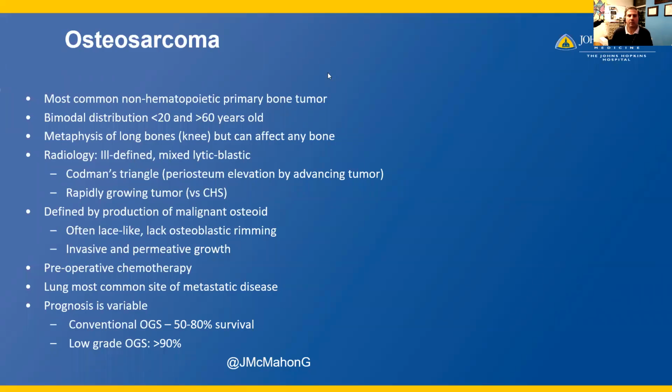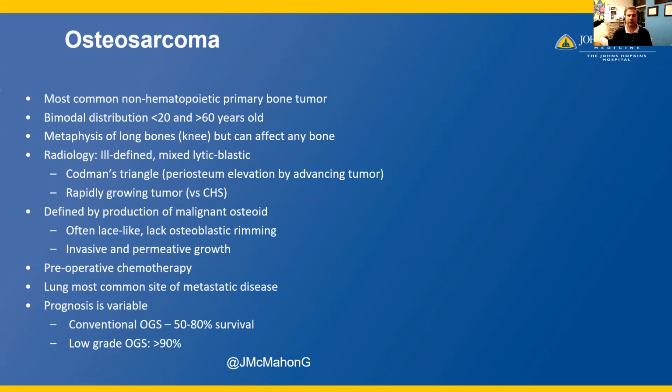Osteosarcoma is the most common non-hematopoietic primary bone tumor with a bimodal distribution in patients younger than 20 and greater than 60 years of age. Osteosarcoma often occurs in the metaphysis of long bones around the knee, for instance, but can affect any bone. Radiographically, osteosarcomas are often ill-defined. They may have a mixed lytic and blastic appearance, similar to our patient in this case. A Codman's triangle may be seen, and that's when the periosteum is elevated by the advancing tumor.